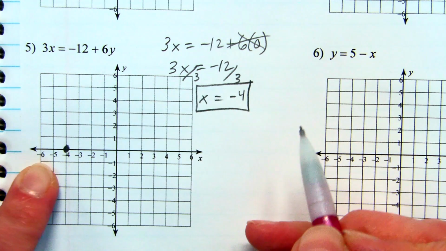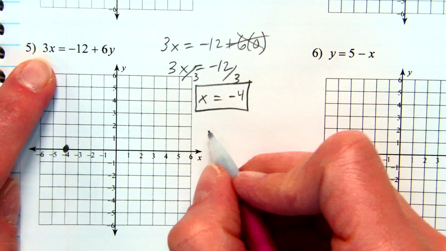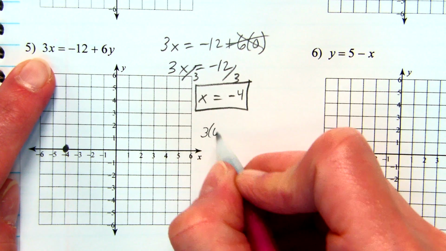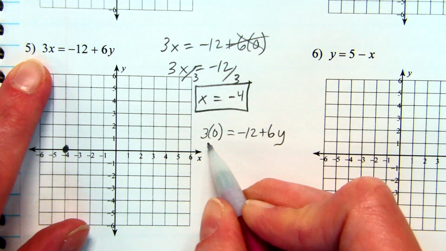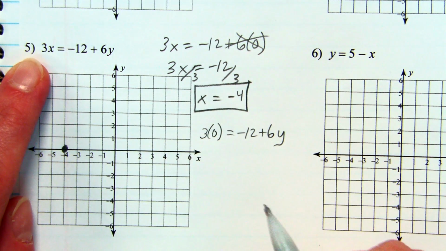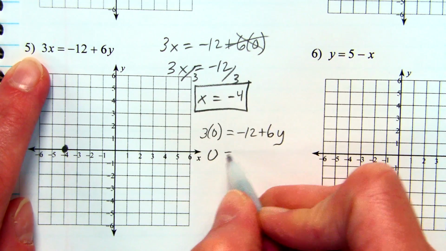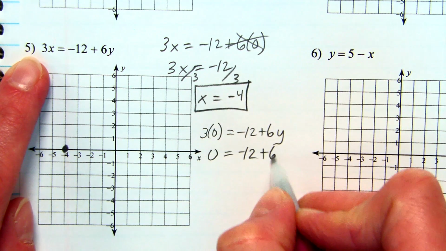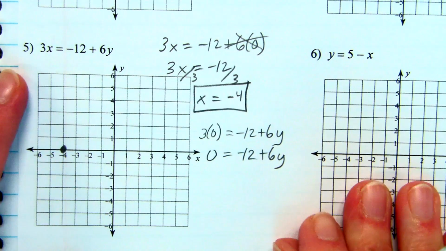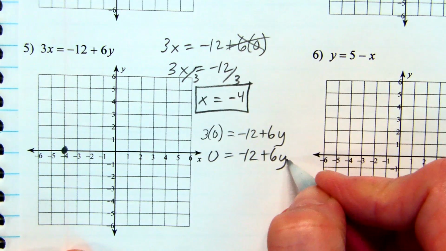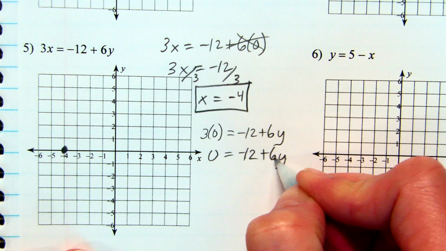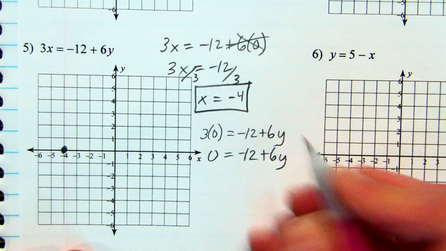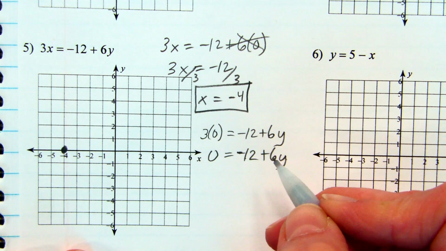And then you still do the same thing and put 0 in for x. So we'll have 3 times 0 equals negative 12 plus 6y. It's just that this time it's a little different because 3 times 0 is 0, and that's on the other side of the equation. So there's going to be quite a bit to solving this one. So I need to get y by itself. Do I add or subtract first, or do I divide by the 6 first? I'm getting all kinds of answers.